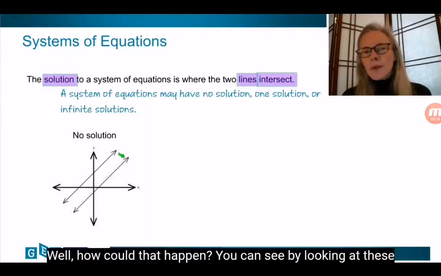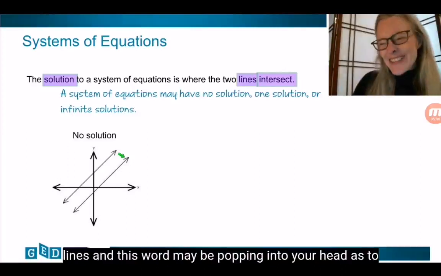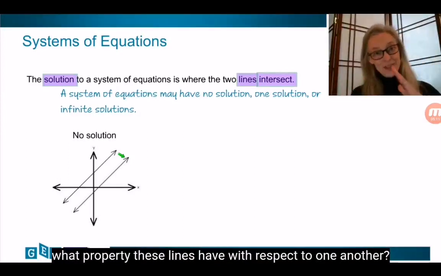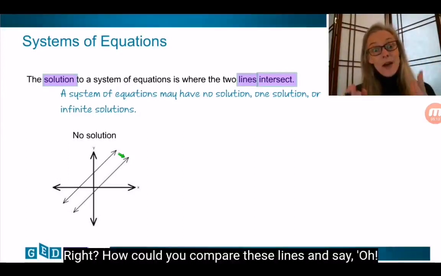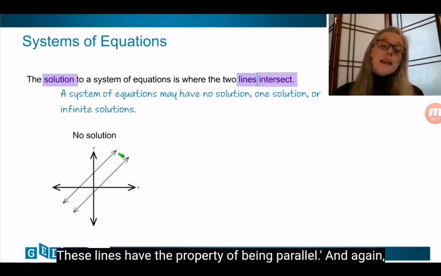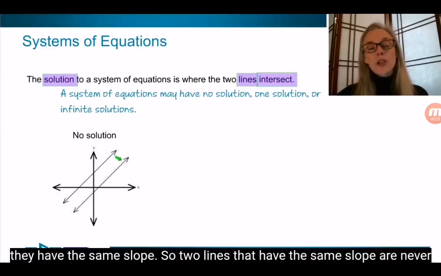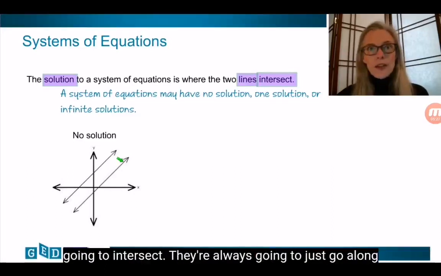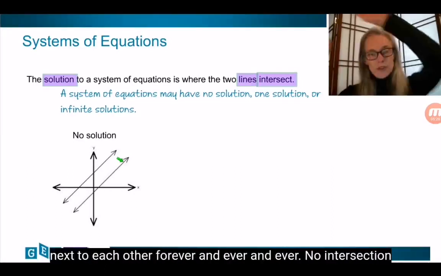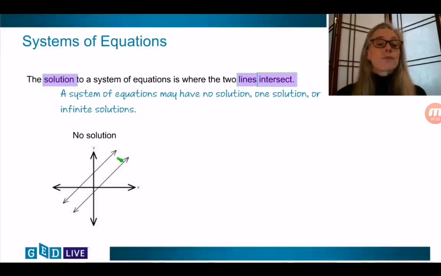Well, how could that happen? You can see by looking at these lines, and this word may be popping into your head as to what property these lines have with respect to one another, right? How could you compare these lines and say, oh, these lines have the property of being parallel? And again, thinking in terms of the coordinate plane, that means that they have the same slope. So two lines that have the same slope are never going to intersect. They're always going to just go along next to each other forever and ever and ever. No intersection means no solution.